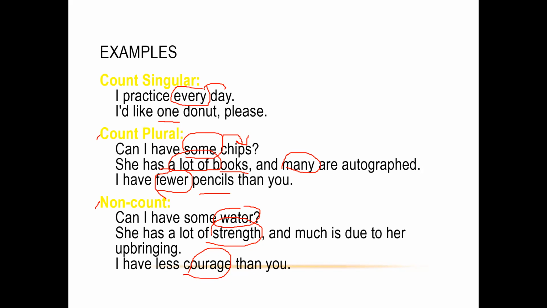Now, non-count nouns are, examples: water, strength, courage, hope, faith. Those words are non-count. But you can use adjectives such as some, a lot of, less to modify those nouns. Understood? Okay. So, ganun lang po siya kasimple.